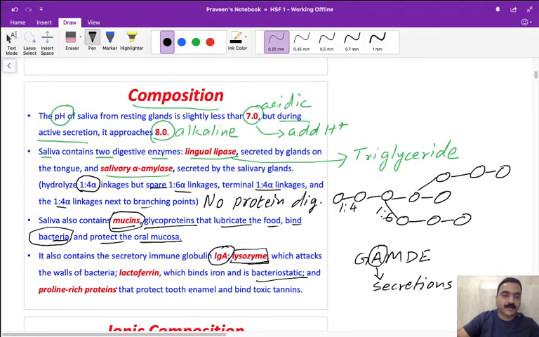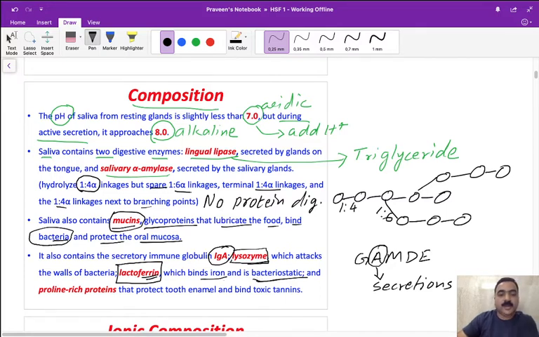Okay, so which attacks the walls of the bacteria. Another substance is lactoferrin, where ferrin means iron, so it binds the iron. It also acts as a bacteriostatic. There are two important roles for binding the iron. If you bind the iron, it is not available for the bacteria and the bacteria cannot use that.